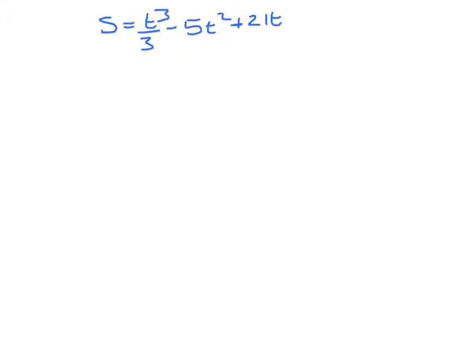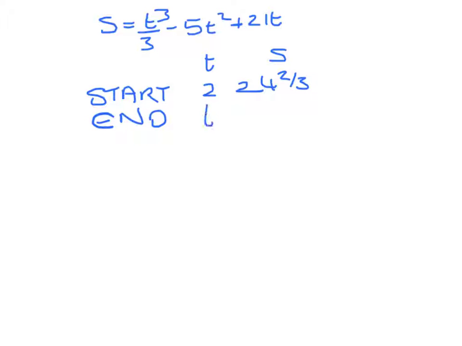In any total distance question, there are 3 things you're interested in. Where is the particle at the start? When t equals 2, the particle is 24 2/3 from the origin. Where's the particle at the end? t equals 6. It's 18 metres from the origin.